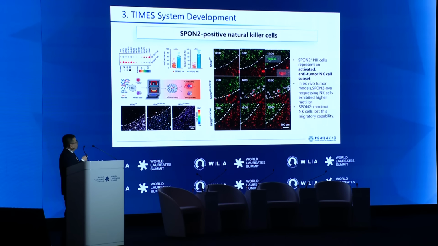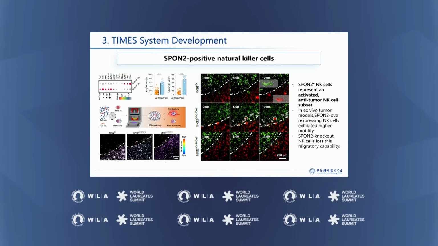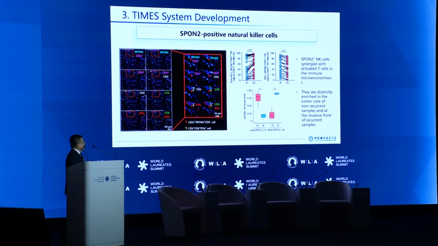So as this SPON2 positive NK cells represent an active anti-tumor NK cell subset, we found these NK cells in ex vivo tumor models. These overexpressed NK cells exhibit higher mortality, but if we knock out SPON2, NK cells lose maturation capabilities for these tumors. So these NK cells activate the T cells in the immune microenvironment.